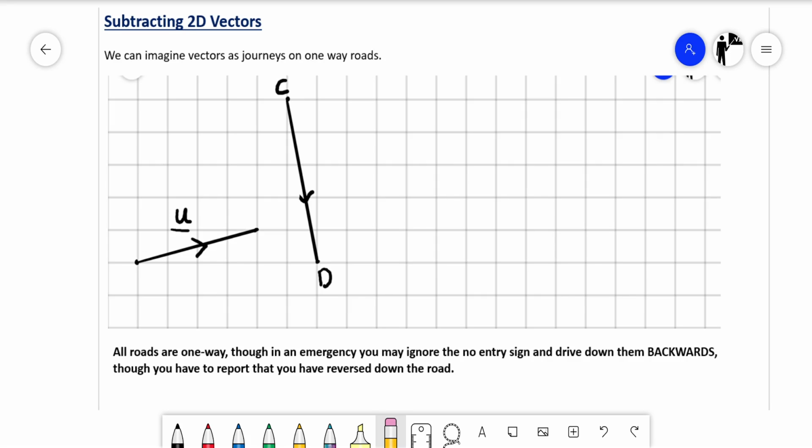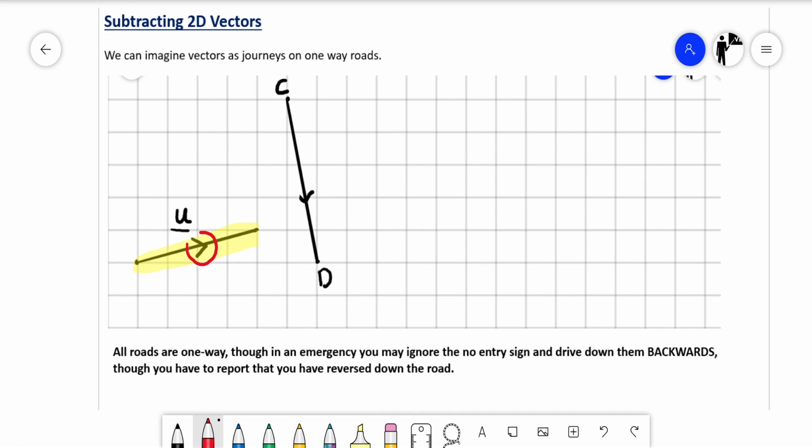In this video we're going to have a look at subtracting 2D vectors. We can imagine vectors as journeys on one-way roads. So we've got the vector u here, and we know that we need to travel in this direction along this vector because of the arrow. The arrow tells us the direction that we need to travel.